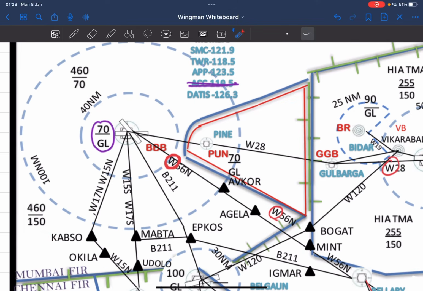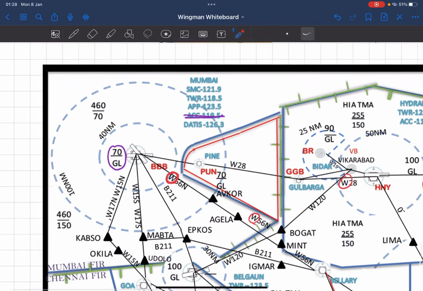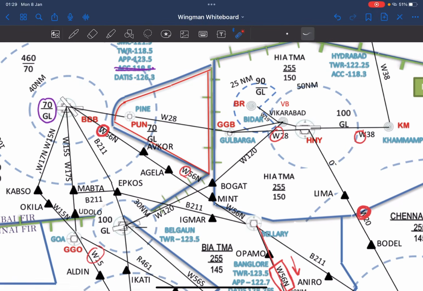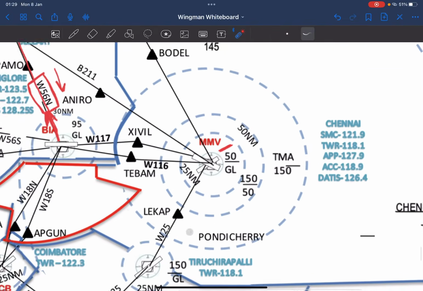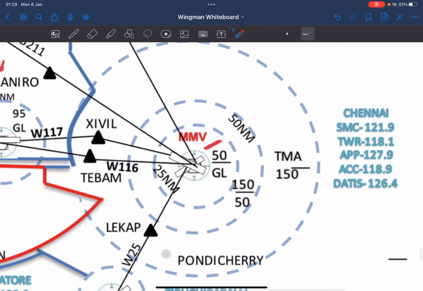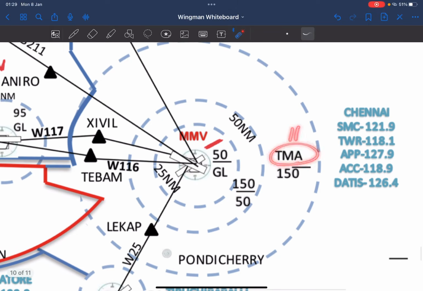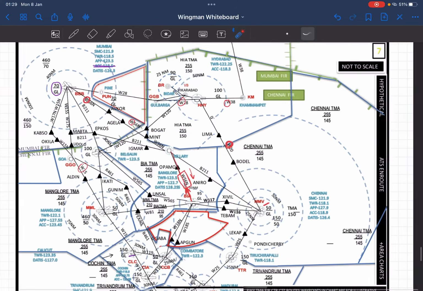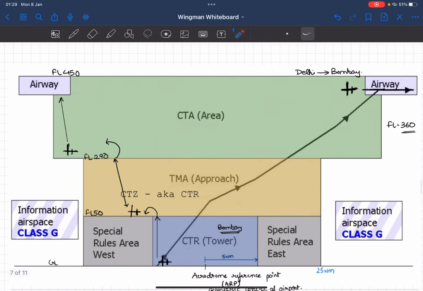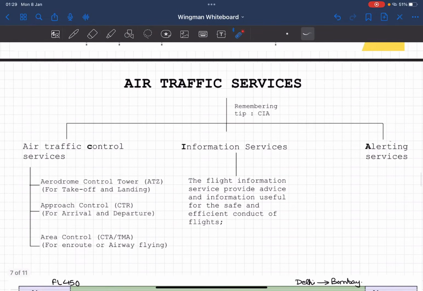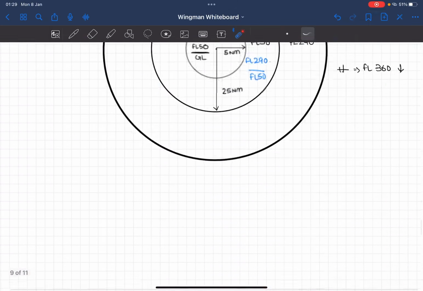Now there's something again very important to know, which is TMA. You'll see this written in a lot of places. Let me show you. For example, let's look at Chennai. Chennai is very neatly made: ground level to 50, 50 to 150, and 150 to TMA. That's your terminal movement area, which is nothing but a different name for area control. We already noticed it here. Look at this. What does it say? Area control is CTA or TMA. So the same thing here.